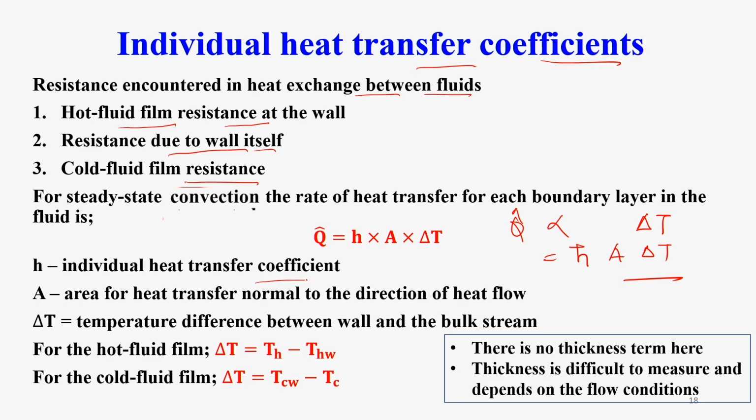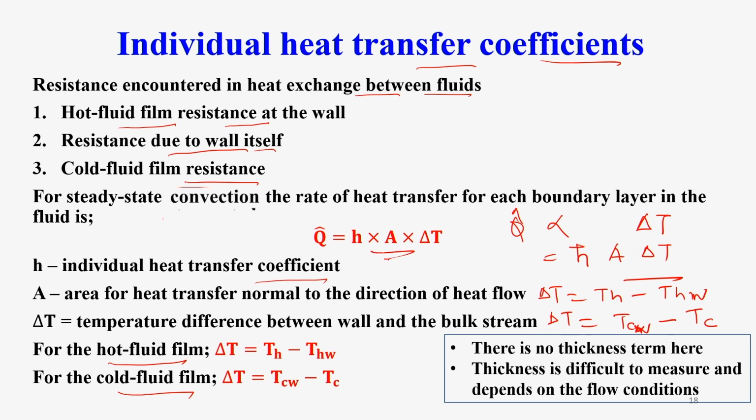So h is the individual heat transfer coefficient, A is the area of heat transfer, and delta T is the temperature difference. Now there will be two delta T. One delta T will be TH minus THW, and the other delta T will be TCW minus TC. So there will be a delta T for the hot fluid film and a delta T for the cold fluid film.